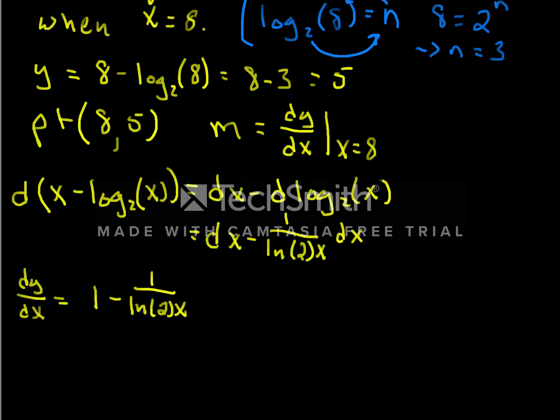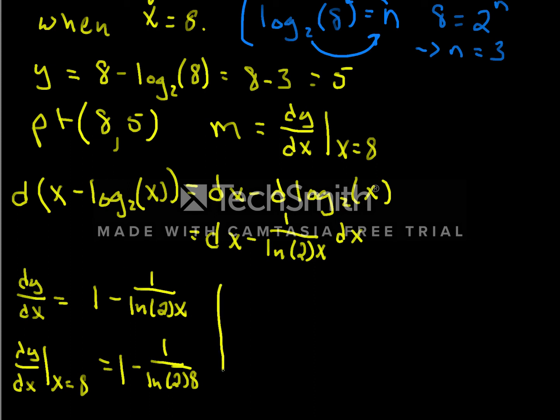And we want to know what it is when x is 8. So the derivative of y with respect to x when x equals 8 is 1 minus 1 over the natural log of 2 times 8. Other than getting an estimate for this, this is the best we can do for our slope because the natural log of 2 is not some rational number. So this is our slope.